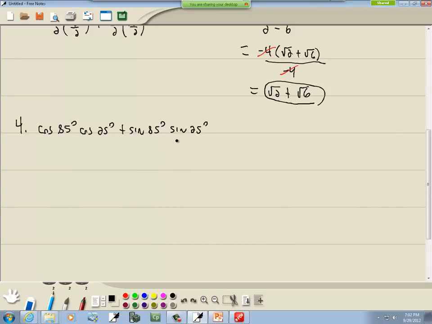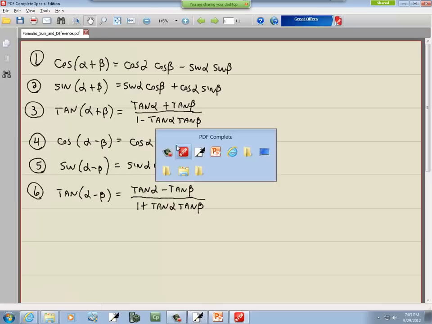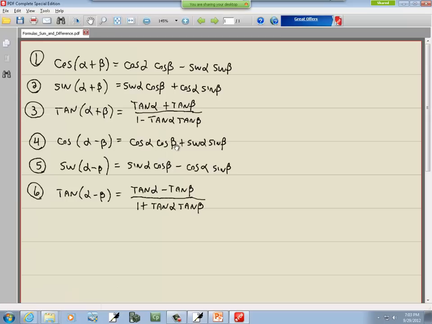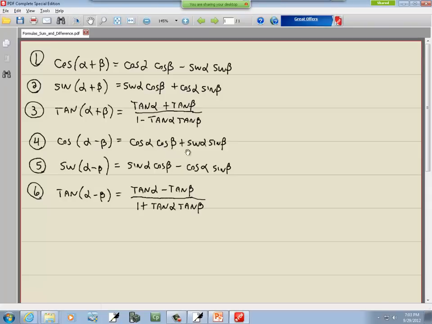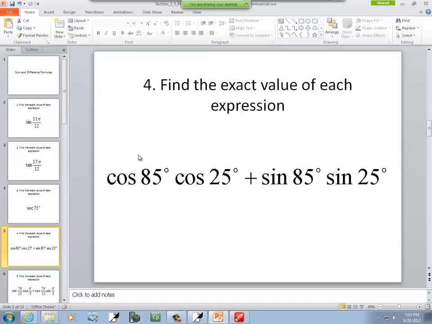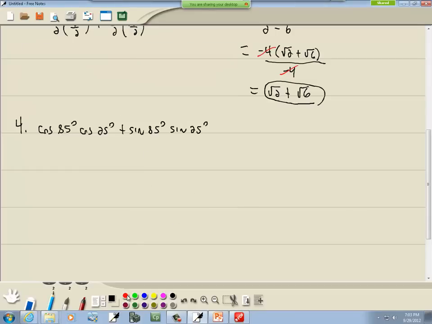Well, I'm trying to find a formula that matches this. So if I come over here, what am I looking for? Cosine, cosine, sine, sine, if there's a plus between them. Let's go look. Plus, yeah. So it matches this one, which means we want to rewrite it as cosine of alpha minus beta. This would be our alpha, and this would be our beta.